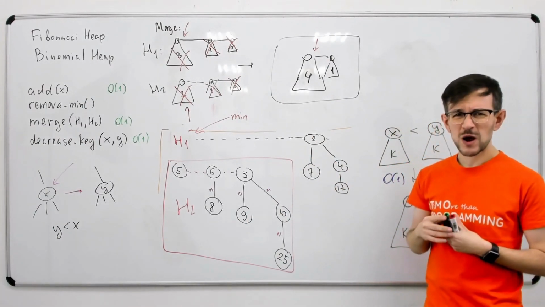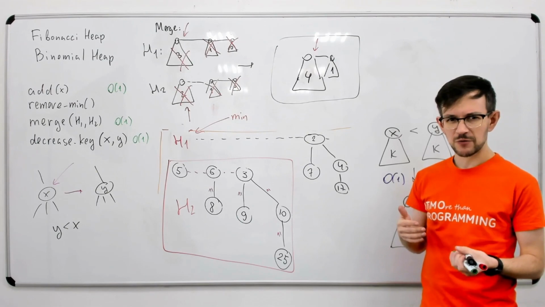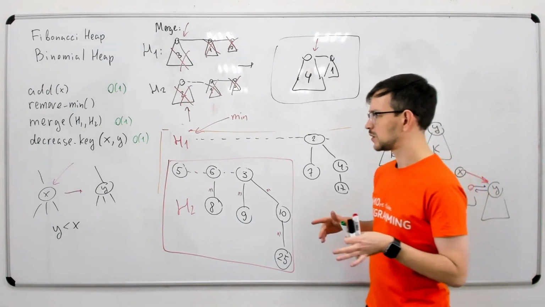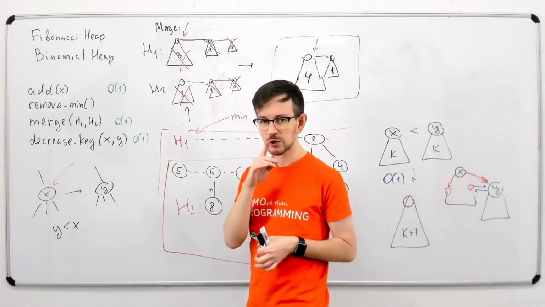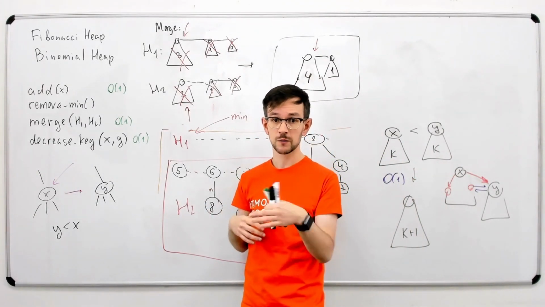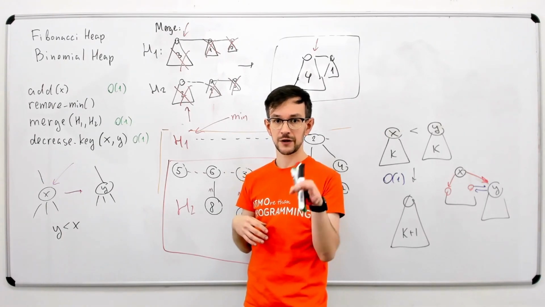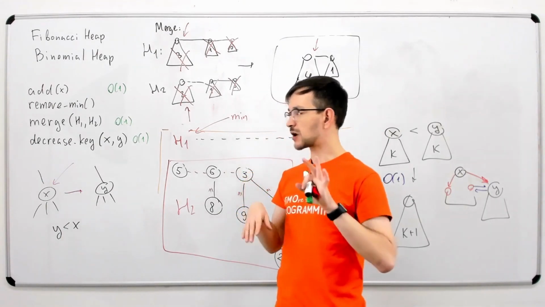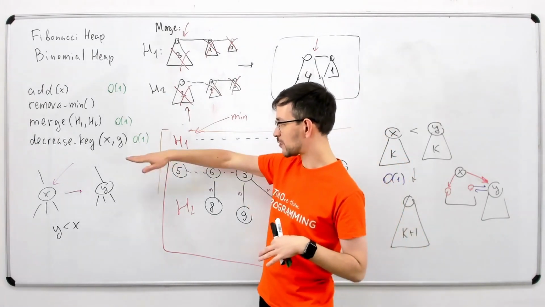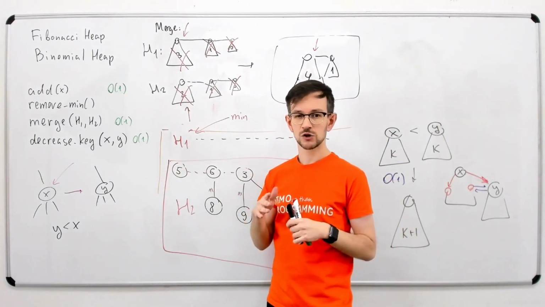That's kind of strange, why I care so much about the decrease key operation. It's actually quite important. In some problems, which we will discuss next year, when we discuss Dijkstra's algorithm, Prim's algorithm, and stuff like this, in some graph algorithms, sometimes you need an operation like this.